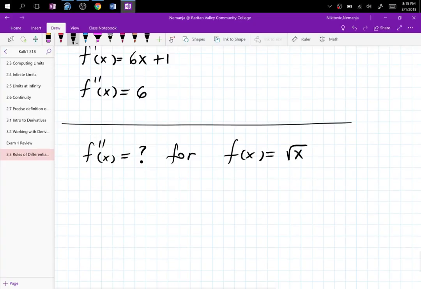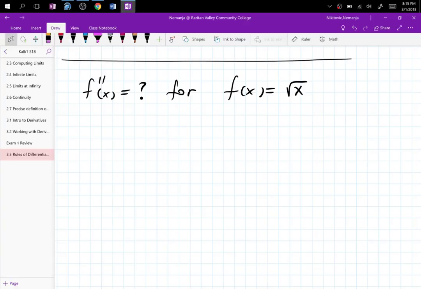There's a lot of party over here for the second derivative of square root of x. Missing out. That's another donation over here. So first, the derivative first.